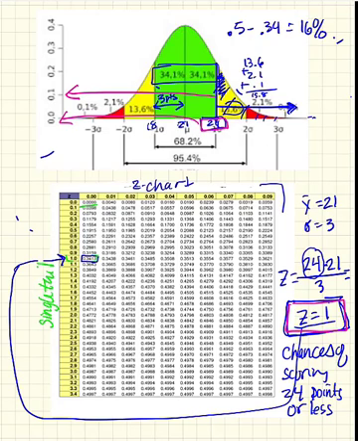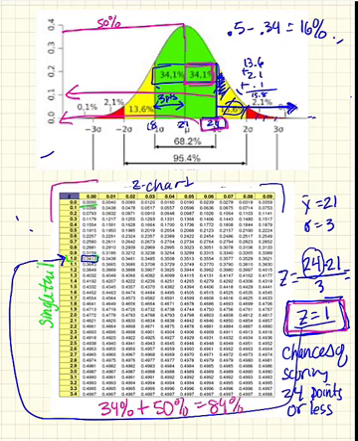Well, Z is still 1. That's not going to change. But now we have to have a different logic. So we know that our Z value suggests 34%. Right there, that's what that 1 means. So that means that there's a 34% chance, but we have to add this other 50% over here, because this chart here is only giving us half of the values because they're symmetrical. So we just take our 34%, so we'll put it down here, 34% plus 50%, which is 84%. So there's an 84% chance of scoring 24 points or less.